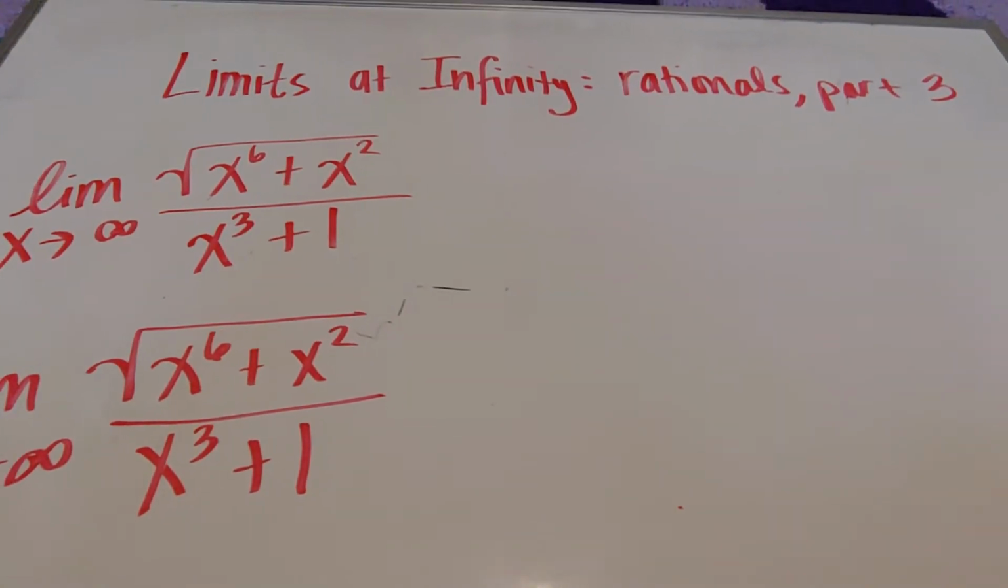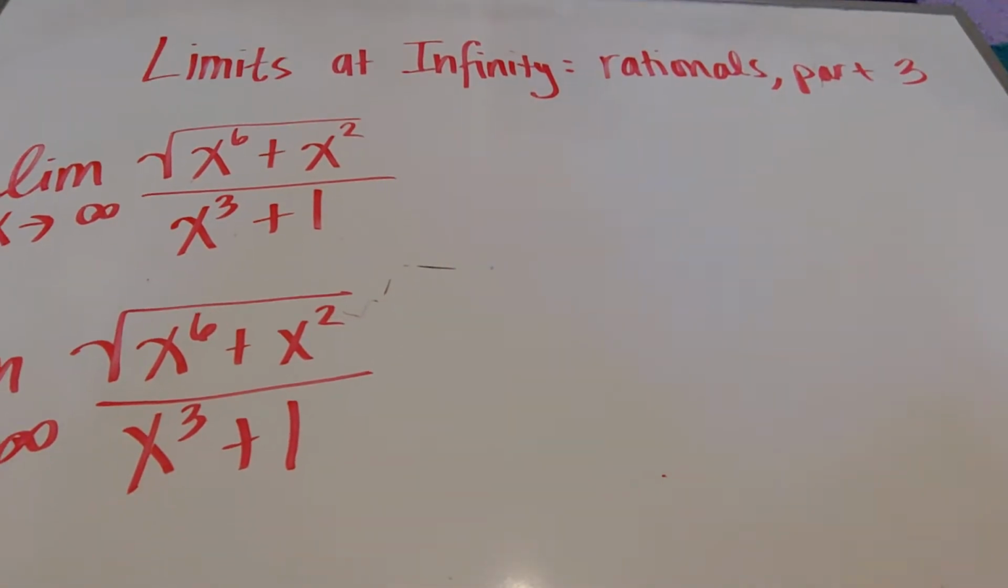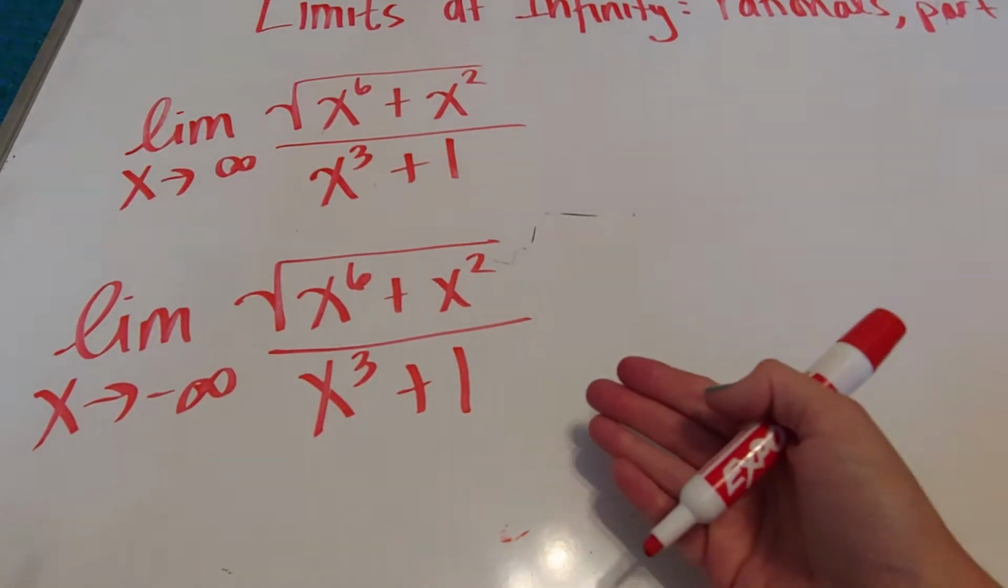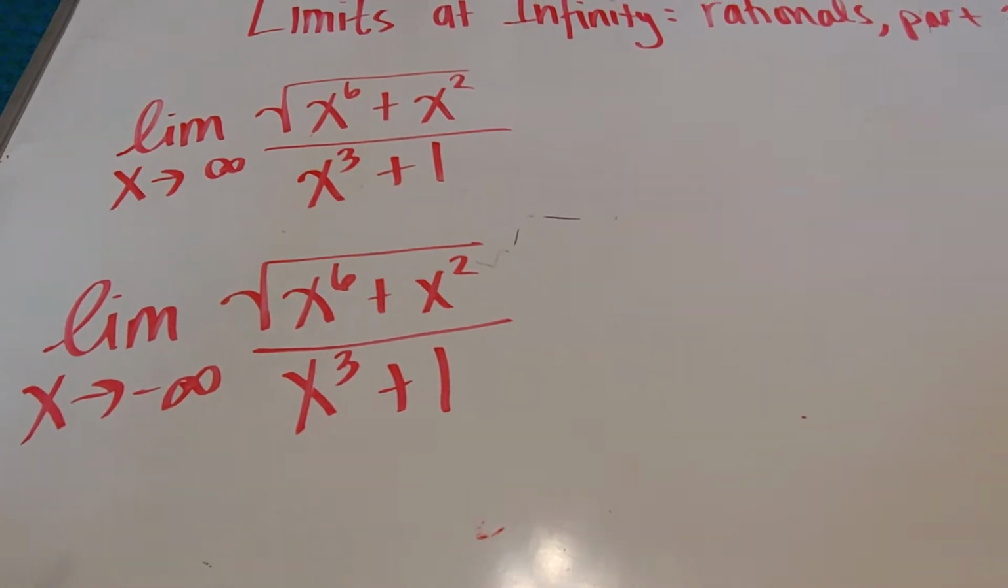Alright, we have another video, limits at infinity. We're looking at rationals, and this is part 3 of looking at these. As you can see, I've got a very disgusting example, 2 examples that involve roots.